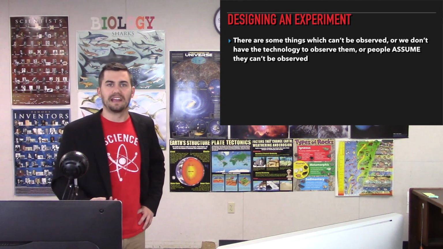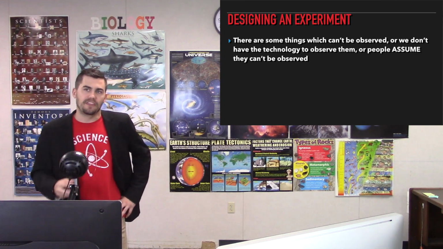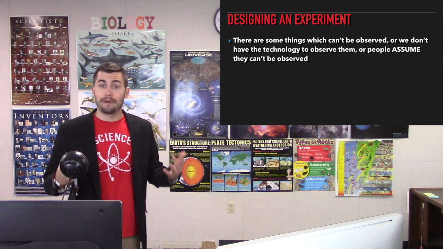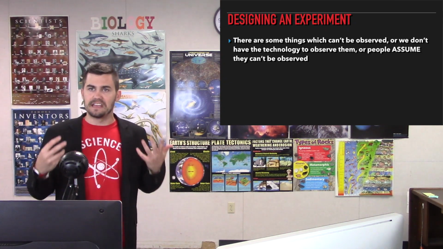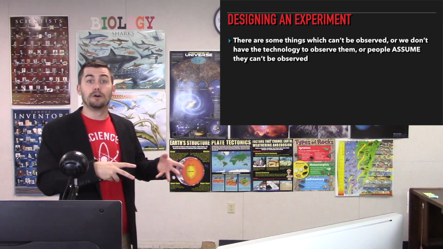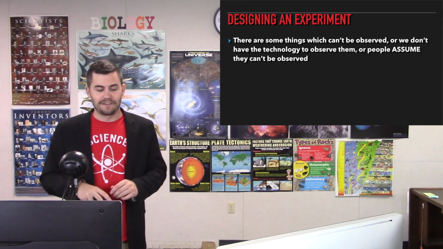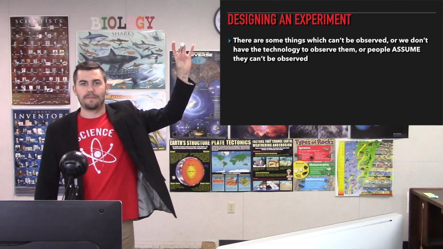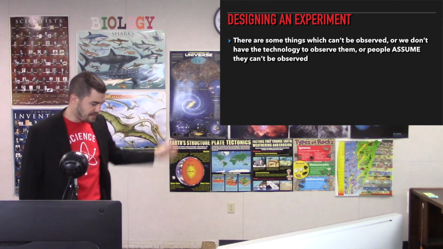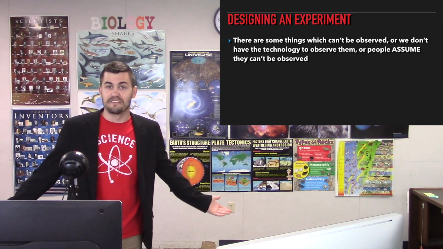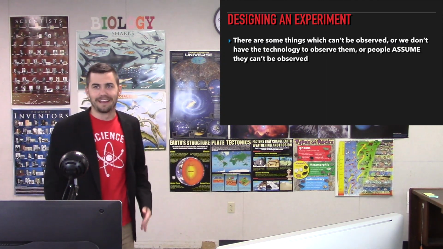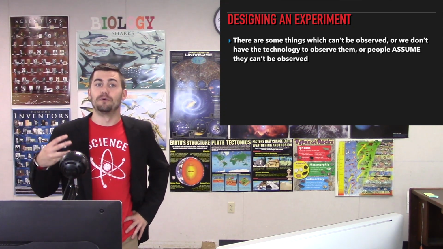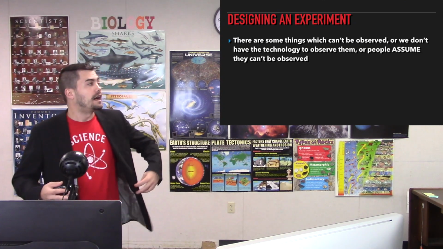Also, when it comes to designing an experiment, there are some things which can't exactly be observed. So, for example, gravity. We can't actually see gravity, but we can observe the effects that gravity has. For example, if I hold this marker up and drop it, well, we just observed the effects of gravity. Amazing, right? Or one of the problems is we don't have the technology to observe certain things.